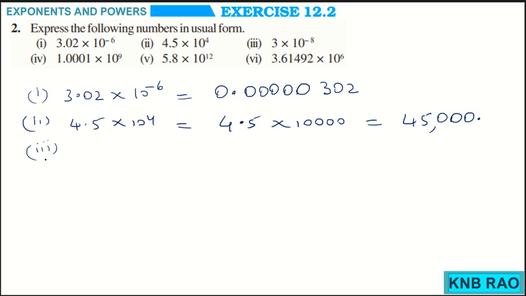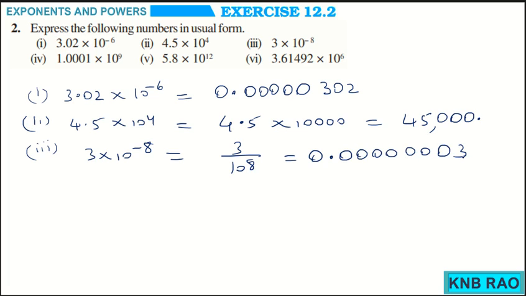So coming to the fourth question, 3 into 10 power minus 8, that means 3 by 10 power 8. So between the decimal point and 3 there are 7 zeros, 1, 2, 3, 4, 5, 6, 7. So then only the point will shift to here to have 10 power minus 8. The power of 10 will decide how many zeros are there between the decimal point and the non-zero decimal digit.